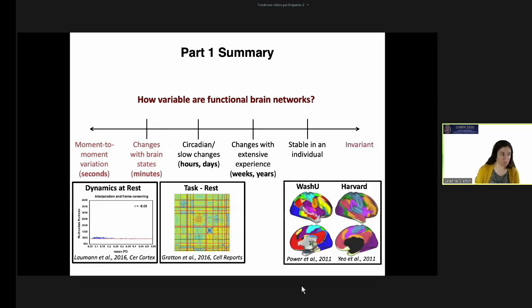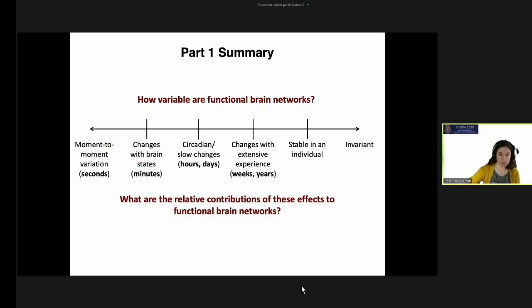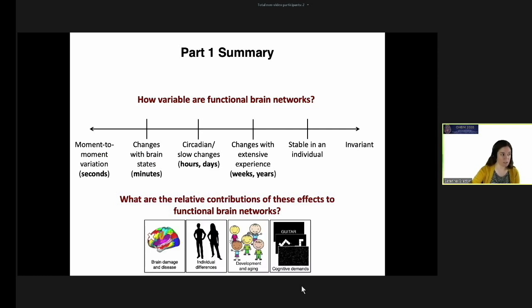Moreover, I introduced at the beginning some evidence that functional connectivity can also show some degree of invariance across large groups. So the question might be, what are the relative magnitudes of these effects in functional brain networks? And can that speak to the relative value of using functional connectivity to address different types of applications?